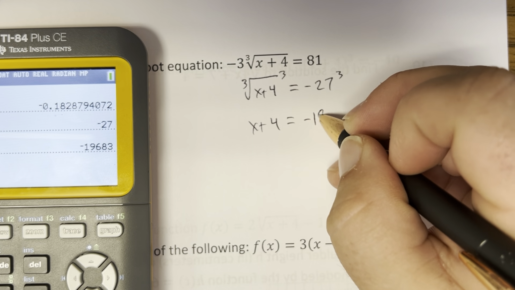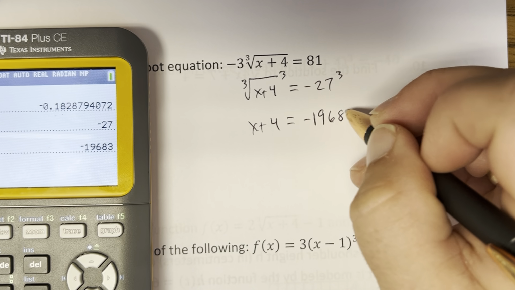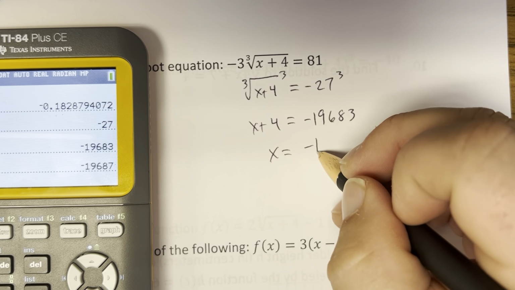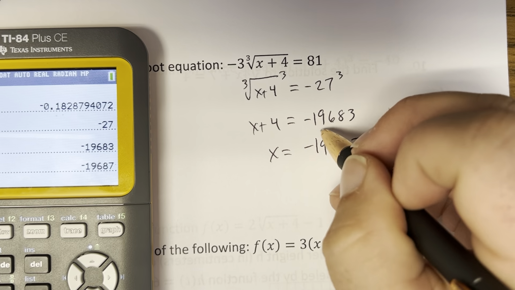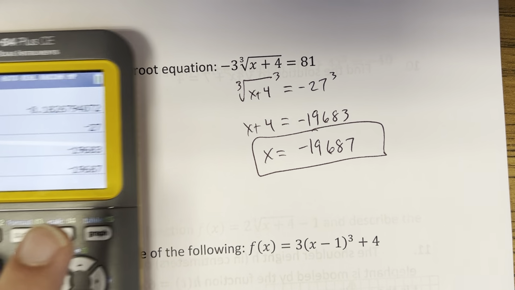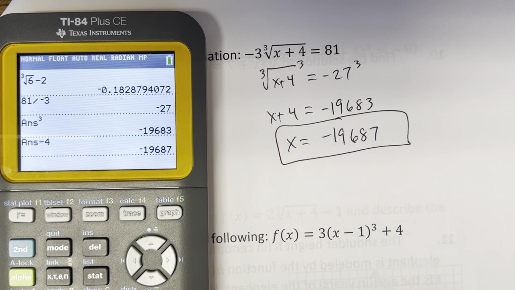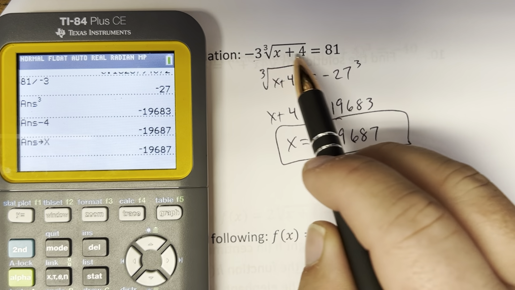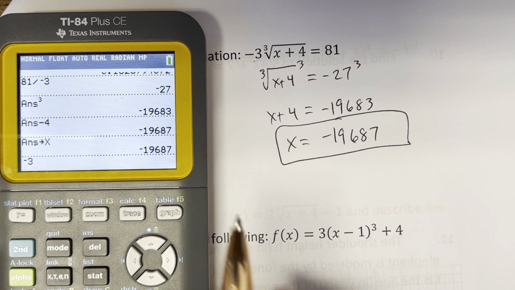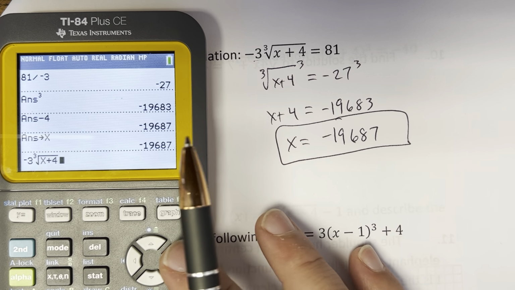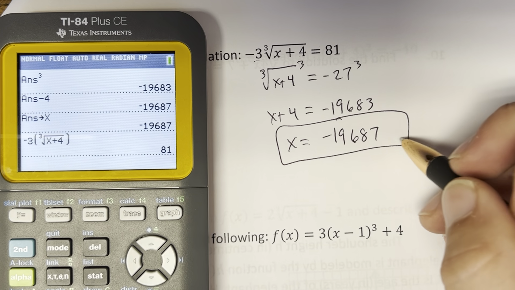So we get -19,683, and then we'll subtract 4 last, and so x is equal to -19,687. And then to check that we got it right, I'm going to store in that answer for my x, and then we'll plug this in and see if we got it correct. So -3 cube root of (x plus 4), and it equals 81. We got it correct.